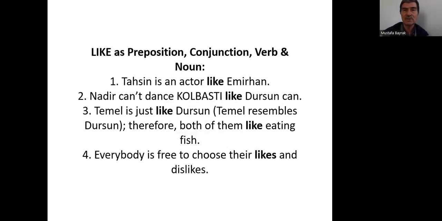Okay, like as preposition, conjunction, verb, etc. Noun. This is really important. 1. Tahsin is an actor like Emirhan. Okay, like Emirhan. So Emirhan is also an actor. Nadir can't dance kol bastı like Dursun can. Okay? Temel is just like Dursun, means Temel resembles Dursun. Therefore, both of them like eating fish. Everybody is free to choose their likes and dislikes. Here, like is a noun, and dislike is also a noun.